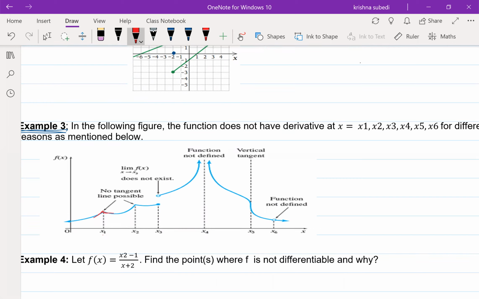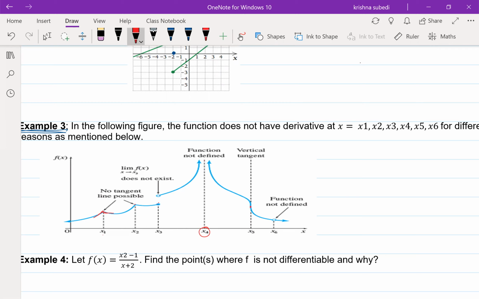So the function doesn't have the derivative at that point. In the same way here also, it doesn't have the derivative. At this point, the function does not have the derivative because there is a point of discontinuity. At this point, x4, the function does not have a derivative because, again, it's because of the discontinuity. Okay, the function is not defined there. It's a point of discontinuity.